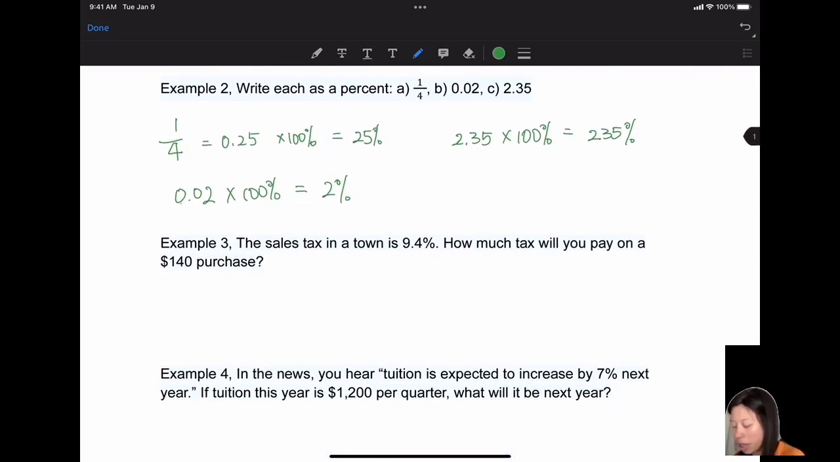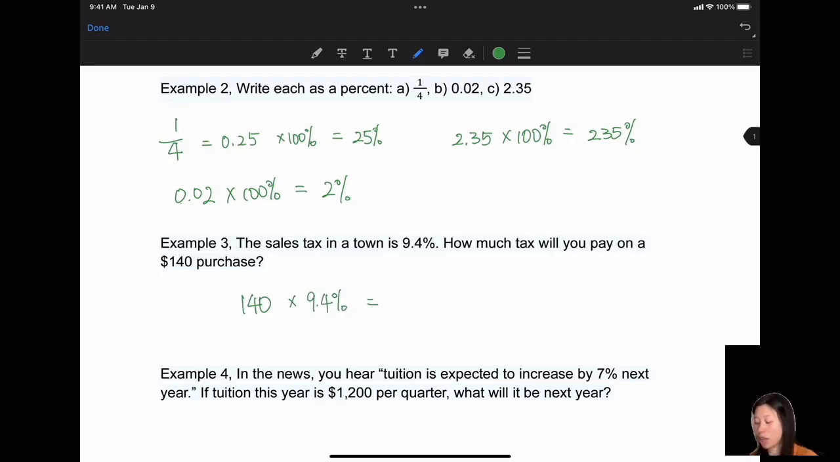Okay, so now take a look. The sales tax in a town is 9.4%. How much tax will you pay on a 140 purchase? Tax is a really common application of percentage problems because we use it every day. Since we're in Washington, we might not have income tax, but we have a sales tax. So now take a look. The item that you're trying to purchase is 140 US dollars. You times the tax, which is 9.4%.